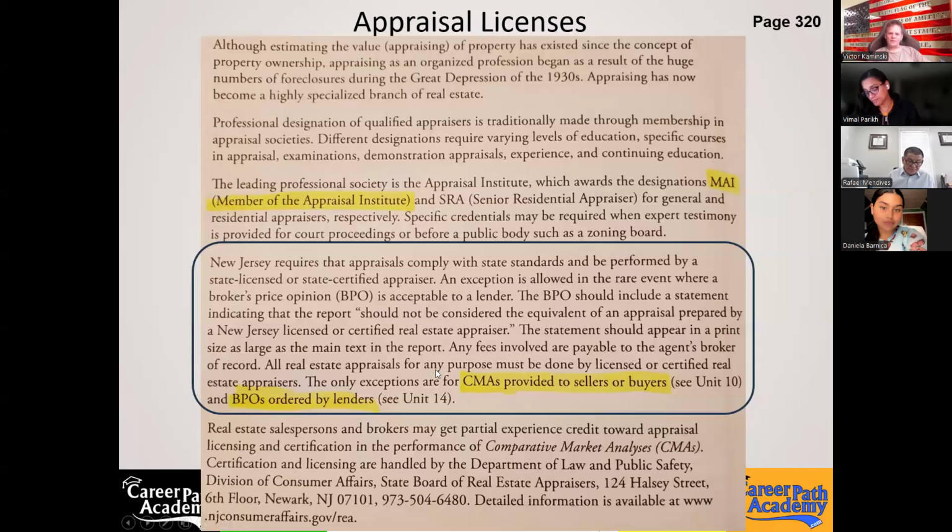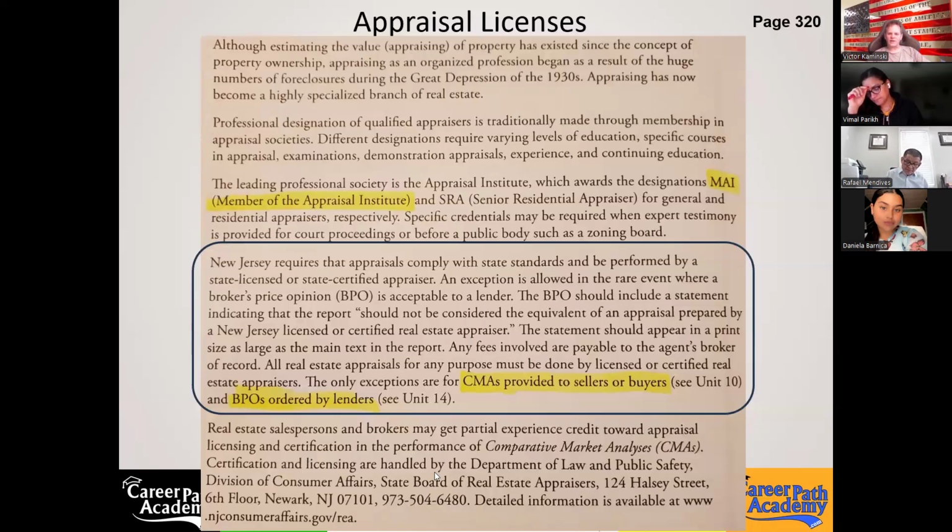So all real estate appraisals for any purpose must be done by licensed or certified real estate appraisers. The only exceptions are for CMAs provided to sellers or buyers and BPOs ordered by lenders. And then they got their little comment down here that real estate salespeople and brokers may get partial experience credit towards appraisal licensing and certification in the performance of a comparative market analysis, CMA.